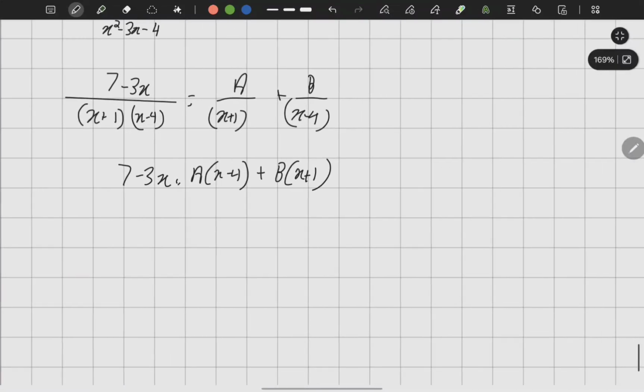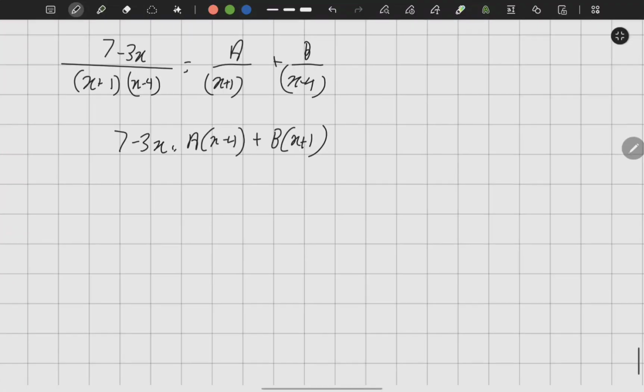Then we can simply compare. So our x term is minus 3, and our constant is just, where's our constant? Oh, just 7. So minus 3 will be equal to... I'm not going to write them again because I'm pretty sure you can see how I get a plus b, the ax plus bx, and to get the other one, minus 4a plus b.